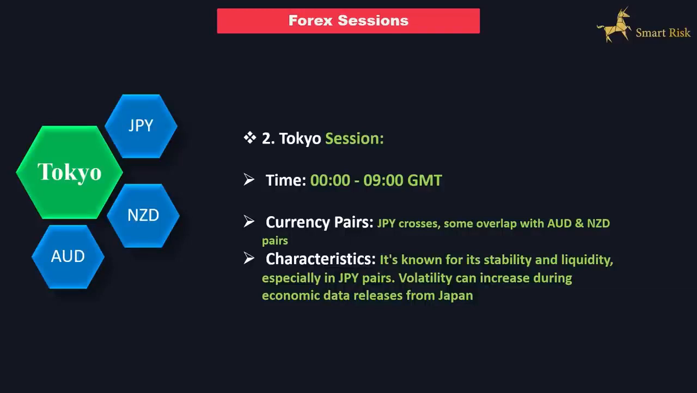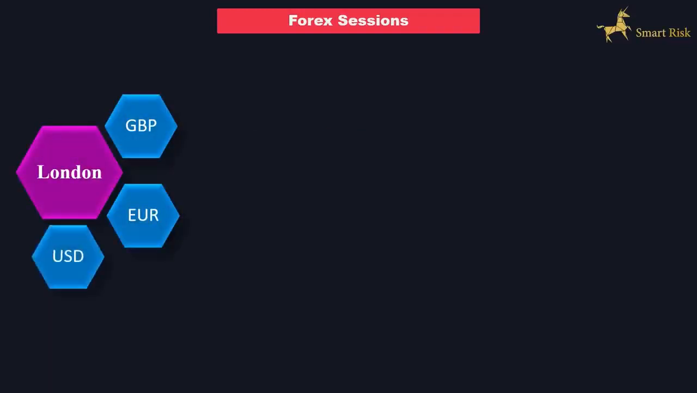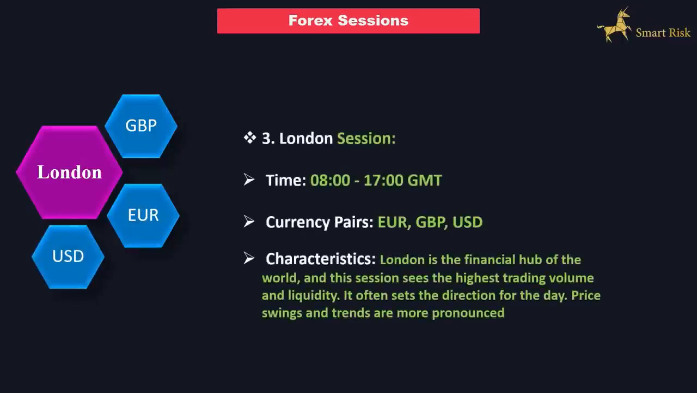Tokyo session is known for its stability and liquidity, especially in JPY pairs. Volatility can increase during economic data releases from Japan. The third major session is the London session, which runs from 8 a.m. to 5 p.m. in the GMT time zone. London is the financial hub of the world, and this session sees the highest trading volume and liquidity. It often sets the direction for the day. Price swings and trends are more pronounced.